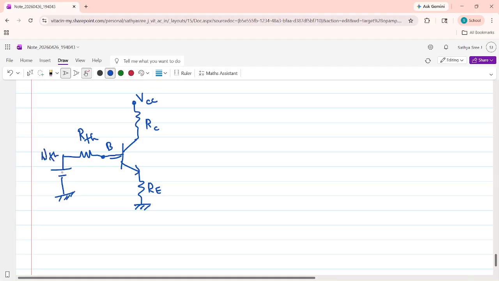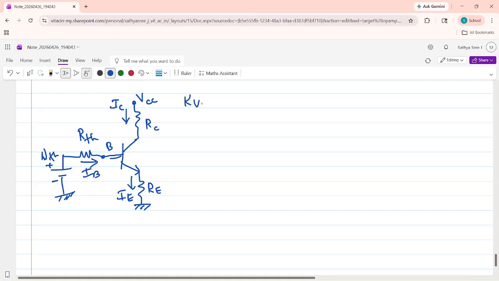You know what RTH and VTH are. Now this is the circuit. The voltage divider is now simplified to this circuit with VTH and RTH. From this circuit, you have to write the input loop equation and the output loop equation. So now, what is the current flowing through? This is IC, here it is IB, and here it is IE.